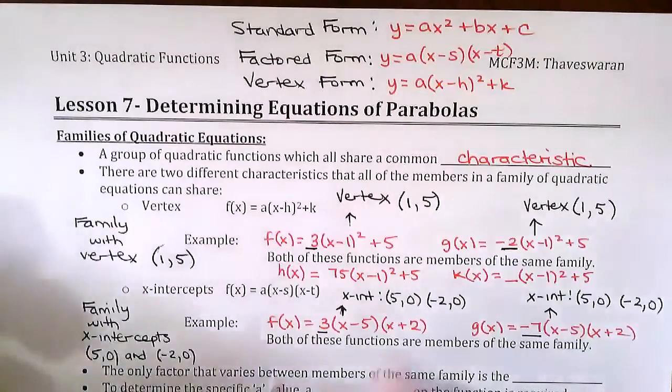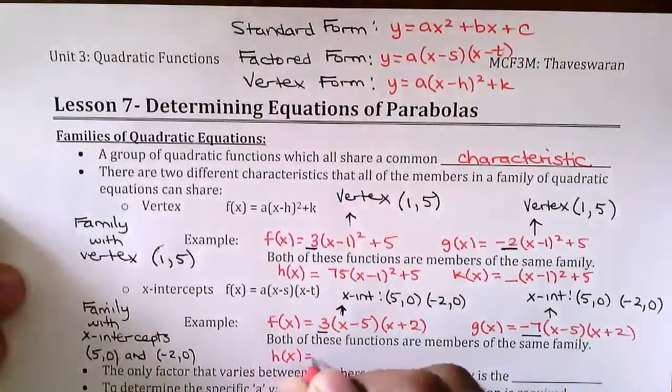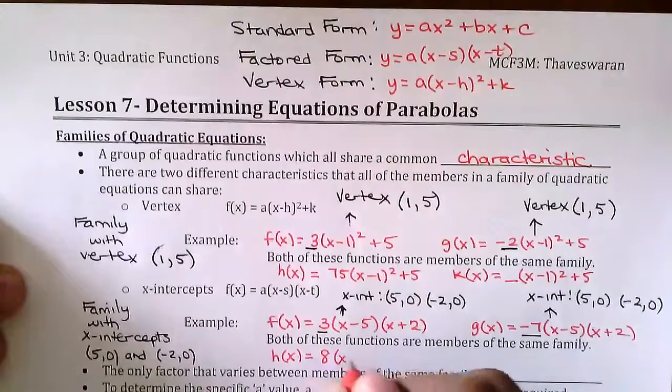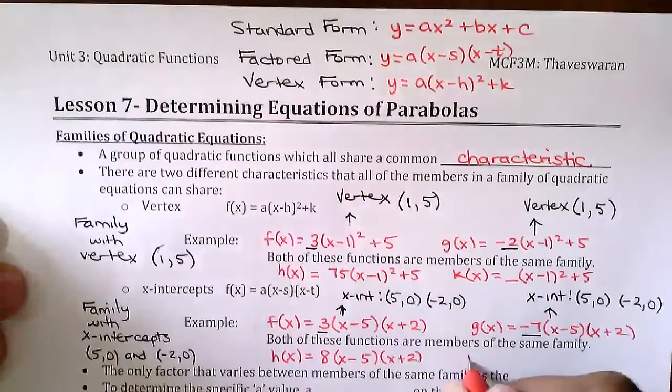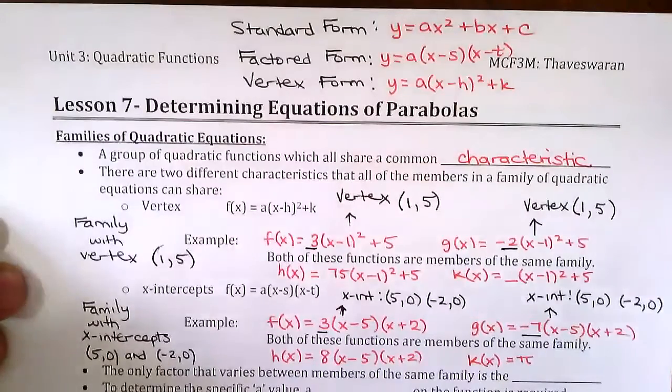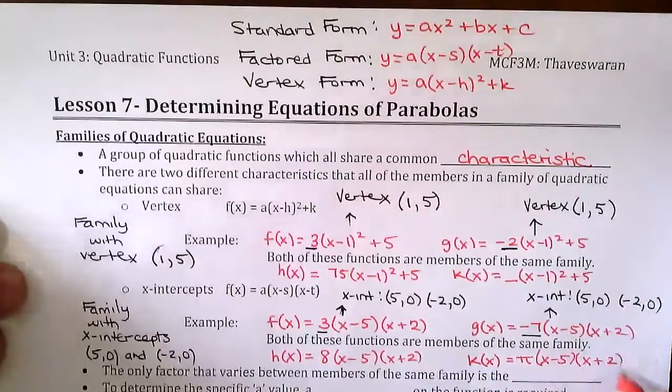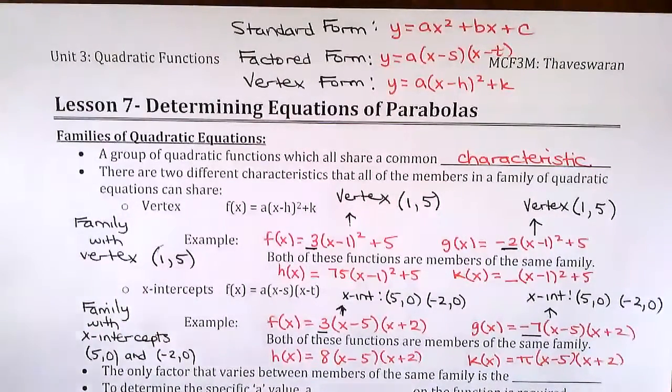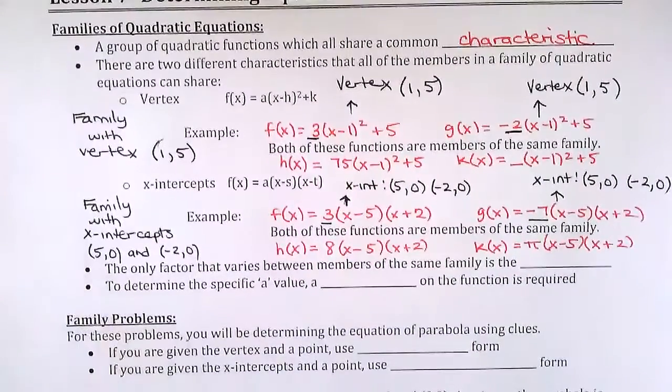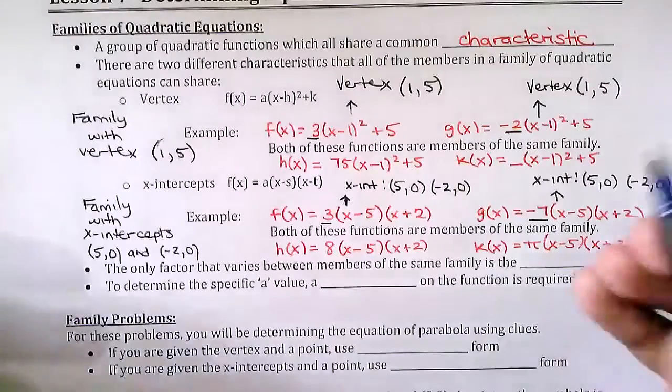Okay, so let's write down some examples. Another member of this family could be 8(x minus 5)(x plus 2). Another member of this family could be pi, 3.14, and the rest of it, times (x minus 5)(x plus 2). So as long as the x-intercepts stay the same and it's only the a value that's changing, again, we have members of the same family. The only factor that varies between members of the same family is the a value.